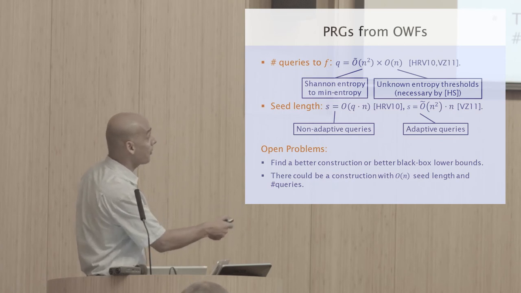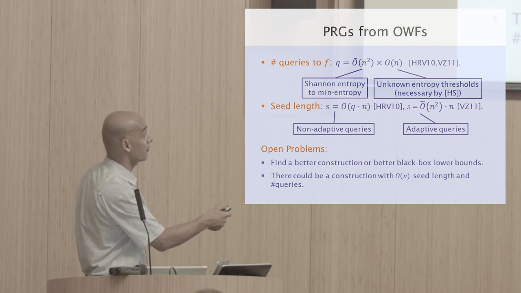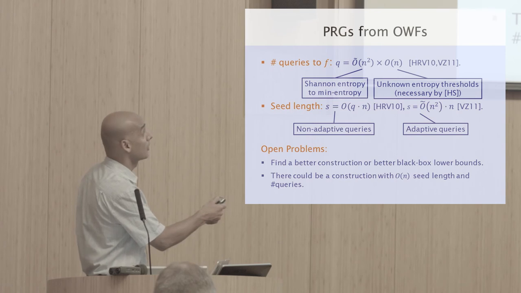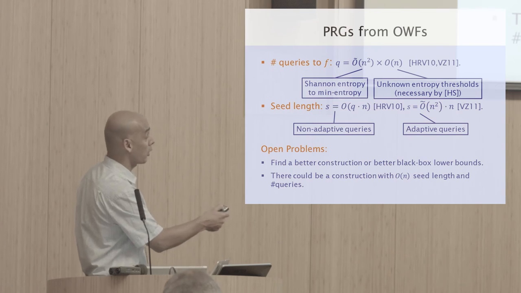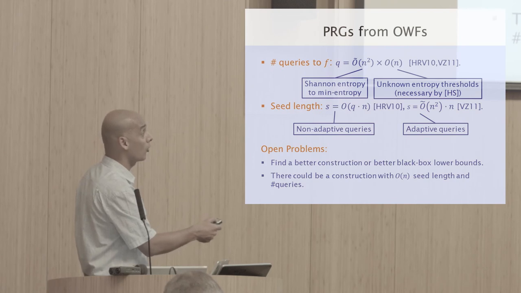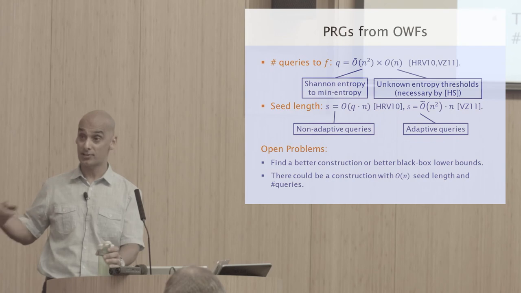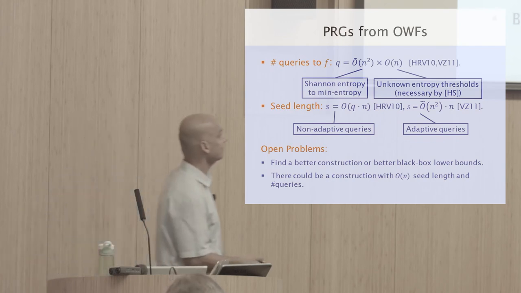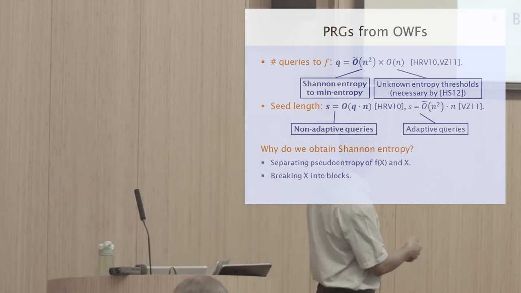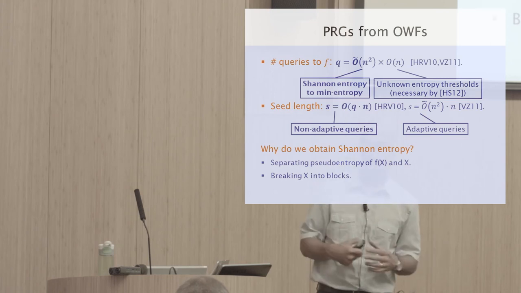So, why are we paying? The biggest cost is coming from conversion of Shannon entropy to min entropy. The biggest cost in both. It costs us n squared in our number of queries, and we only know how to do that with really independent samples. And that gives us queries times n.